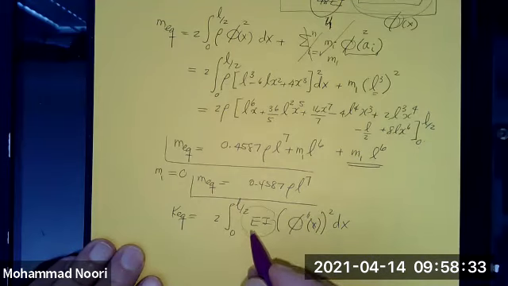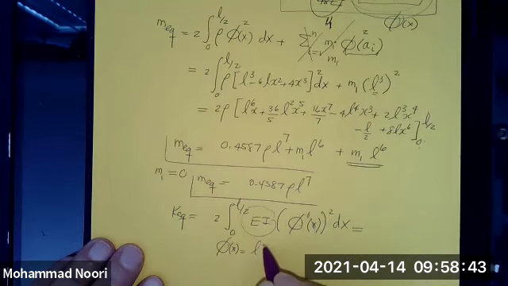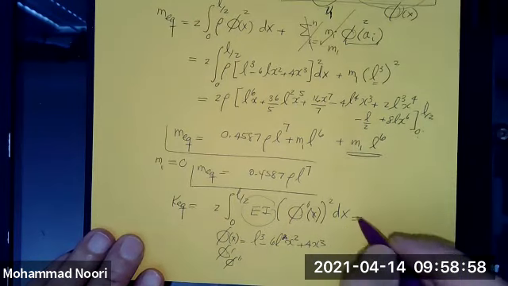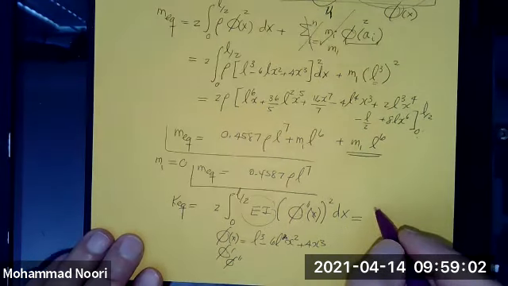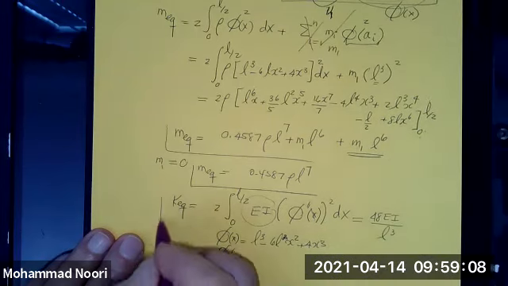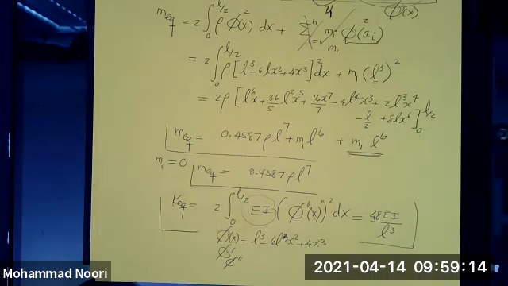K equivalent comes out to be, if you substitute, let me write that down, phi of x, just for the record, is L^3 minus 6L x^2 plus 4x^3. So you need to find phi of x, its second derivative, square it, and perform this integration. You see that you end up with 48 EI over L^3, which is the stiffness of a simply supported beam displaced in the middle, okay?